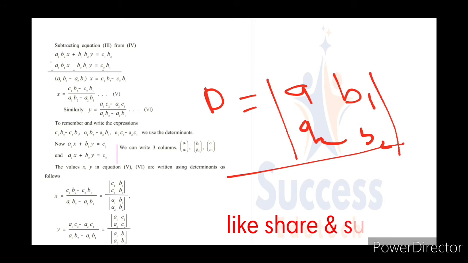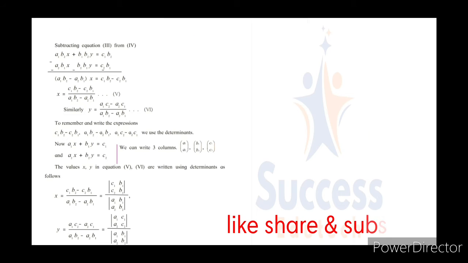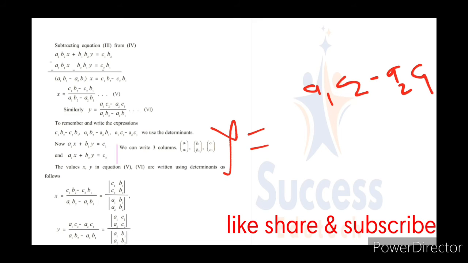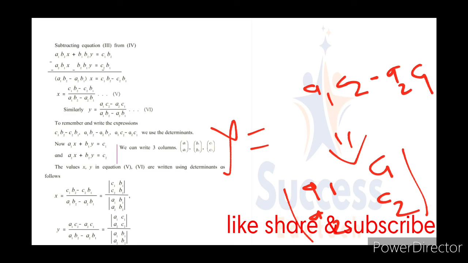This is our determinant. Now for y, we get a1 c2 minus a2 c1. So how can I represent it as a determinant? That is a1 a2, c1 c2. This is a determinant notation. So we get this determinant and values.